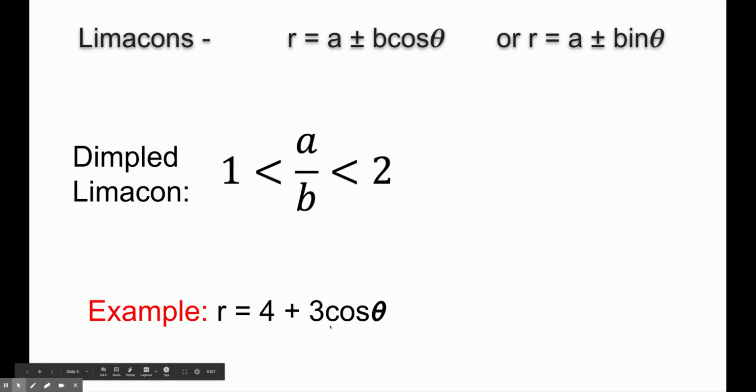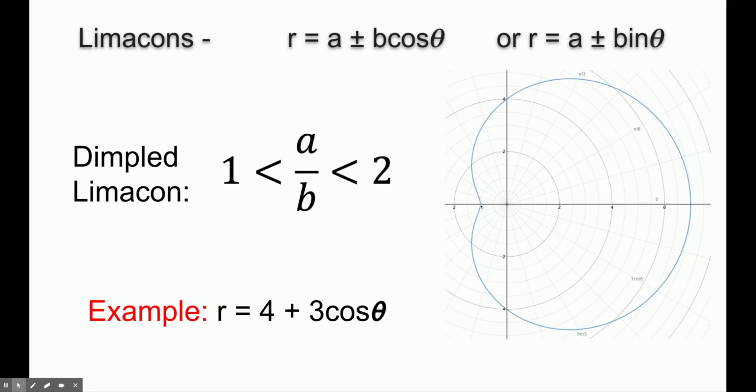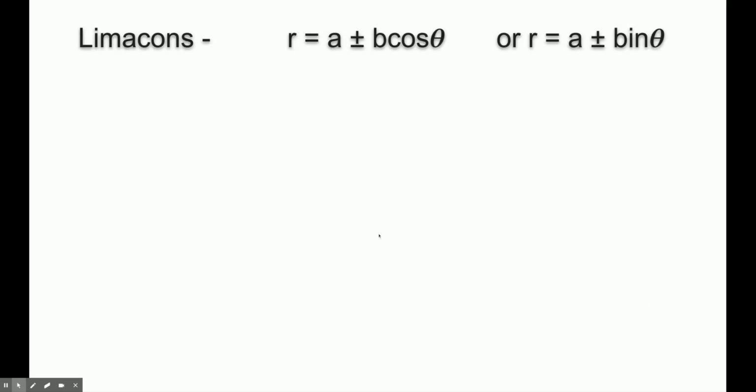If you think about it, if you graph this curve, the midline would be 4, you're 3 above and 3 below. This will never equal 0. r will never equal 0. r will be anywhere between 1 and 7. Now, the values occur from plugging in theta. Again, we'll talk more as we go from there.